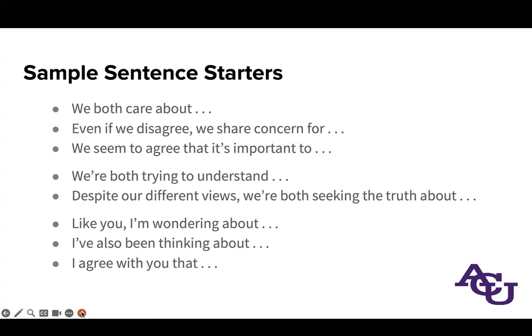And then, watch your verbs. Like I'm wondering, so that's ongoing. Or I've also been thinking about. Another aspect of thinking, I agree with you, an agreement. Here's some ways that we can work through things.